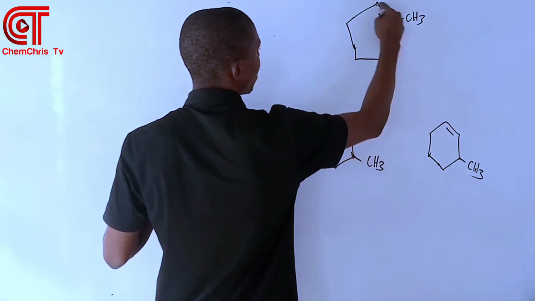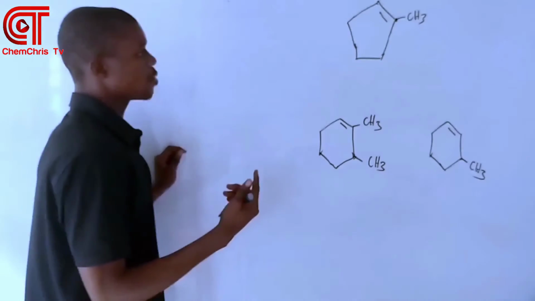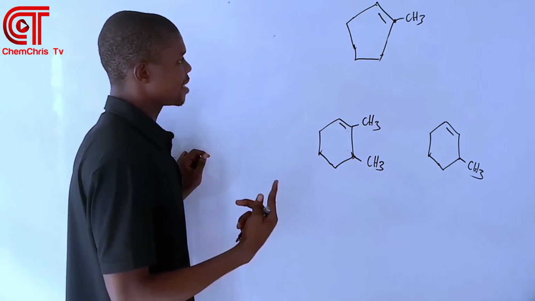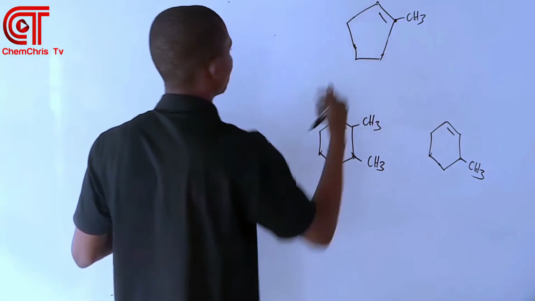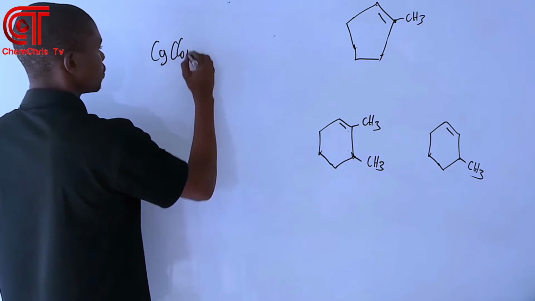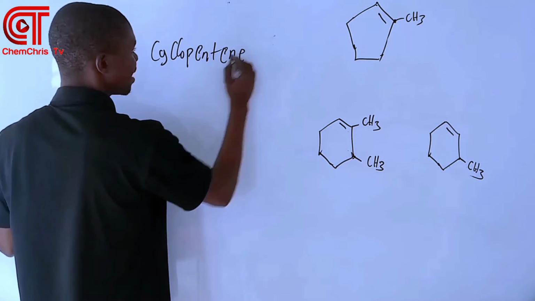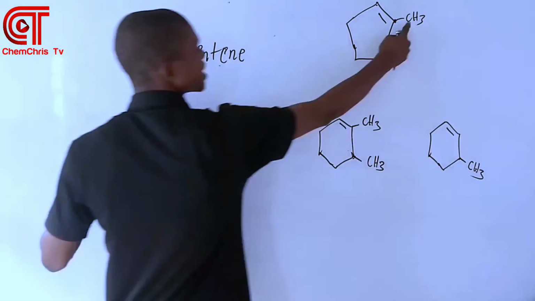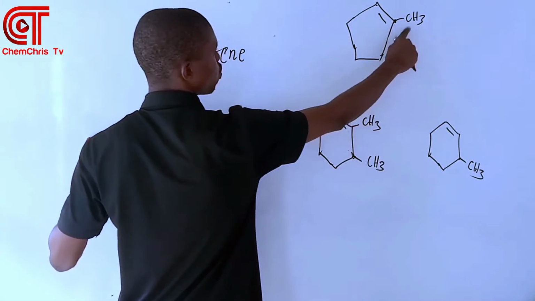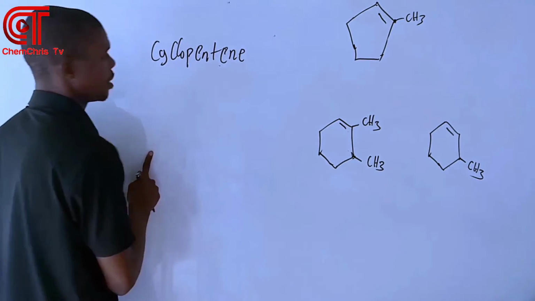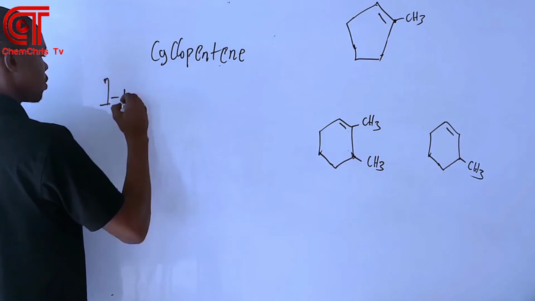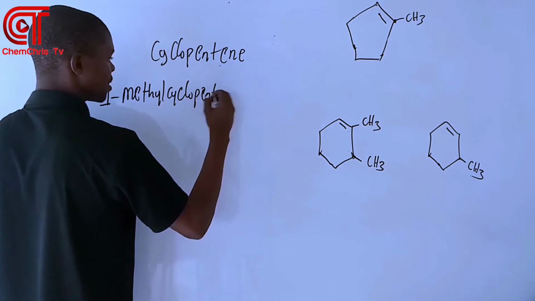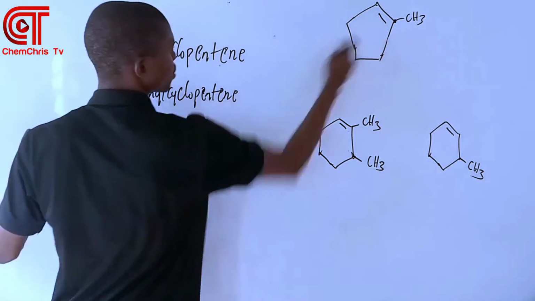So remember 1, 2, 3, 4, 5. Now it's supposed to be pentene, right? As in it's not in a ring. But since it's in a ring, now it's going to be cyclopentene. So the parent chain is called cyclopentene. Now this pentene, this E here shows that there's a double bond here. Now methyl is on carbon number 1. So now we're going to have 1-methylcyclopentene. You get, so we're going to have 1-methylcyclopentene. So that is the name of this guy here.